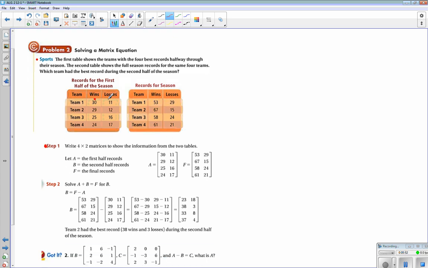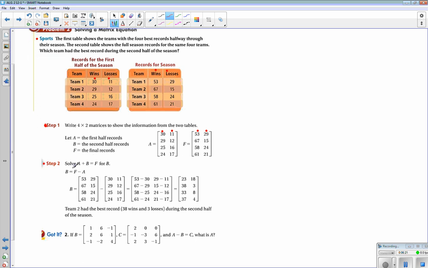So if you look, we're going to write a win-loss column that matches this table, and then a win-loss that matches this table. A is the first half records, B is the second half records, and F is the final records. So the next thing we'll do is we'll solve for A plus B equals F. So in this case, we want the B, so we are going to subtract A from both sides.